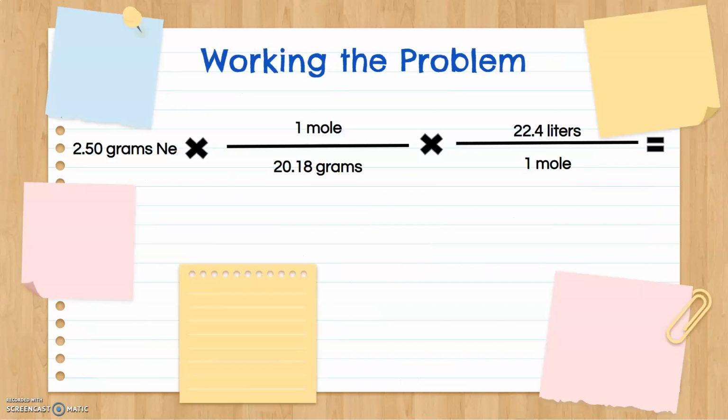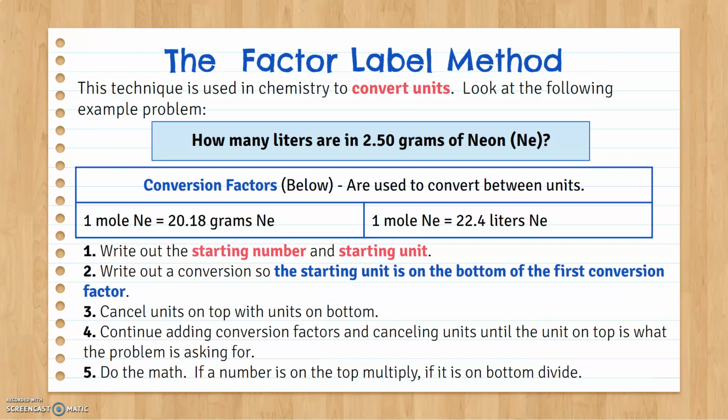Let's slide over to this slide here. I wrote out 2.50 grams of neon. That's my starting number. That's my starting unit. My unit is grams of neon. Then the X is a multiplication sign. We are going to link these conversion factors together with multiplication signs, and it is a math problem. When we're done, we will actually run a math problem to figure out what the final mathematical answer is. So step 2: write out a conversion.